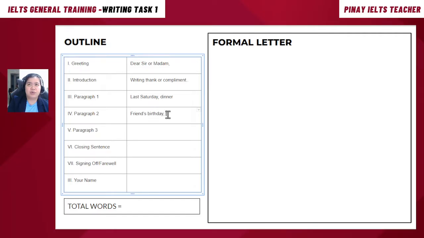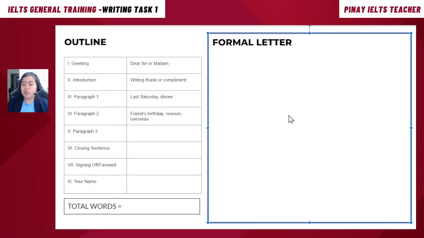And also, because I want to have 2 to 3 ideas, if I just say friend's birthday there, I might not have enough to elaborate for that paragraph. So perhaps I could also say it's also a reunion, because that friend has been overseas for the last years. Okay, so 3 keywords: friend's birthday, reunion, overseas. Okay, that's why this celebration was important.